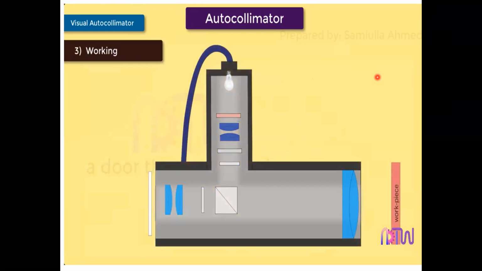Working of autocollimator. The light rays from the light source pass through the filter. This filter selectively transmits light in a particular range of wavelength. That means only particular colors within a particular range will be allowed to pass through the filter, while it absorbs the remaining colors. After passing through the filter, the light beam passes through the condenser lens.